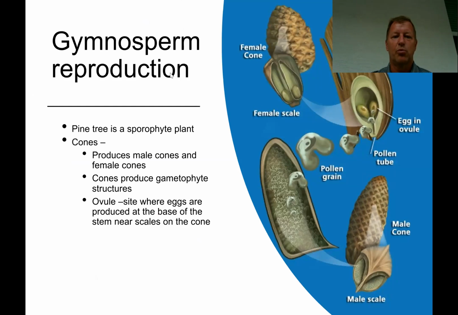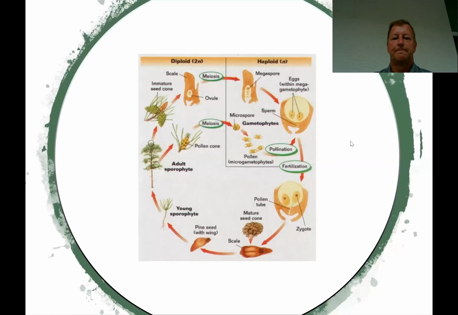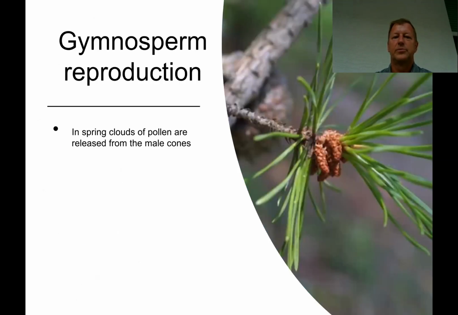So gymnosperm reproduction, the pine tree is a sporophyte plant. The cones produce male cones and female cones. Cones produce gametophyte structures. And the ovule, this is the site where the eggs are produced at the base of the stem near scales of the cone. Okay, male cones, female cones. You've seen this picture. All right.